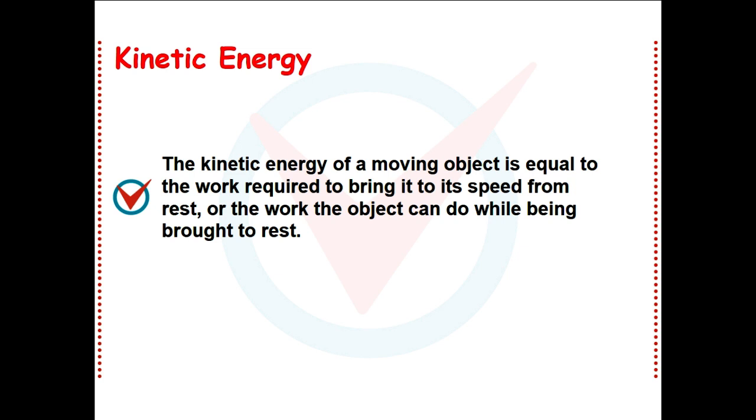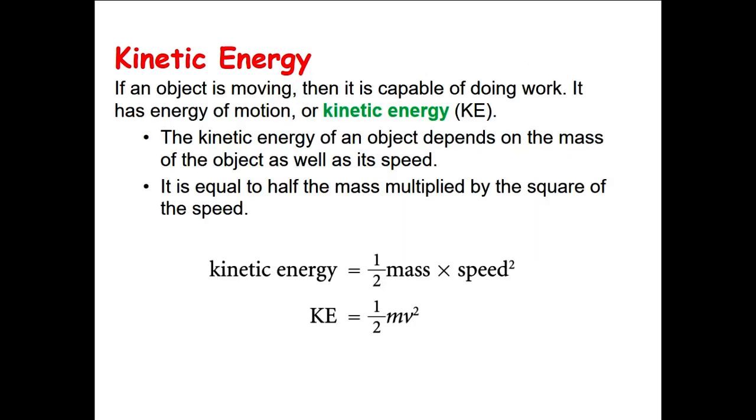The kinetic energy of a moving object is equal to the work required to bring it to its speed from rest. If an object is moving, then it is capable of doing work. And this means the object which is moving has energy due to its motion. This energy is called kinetic energy.